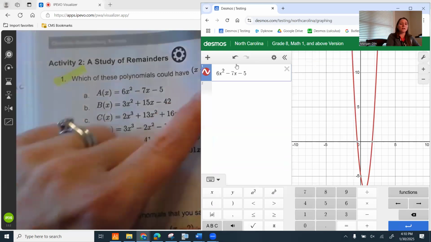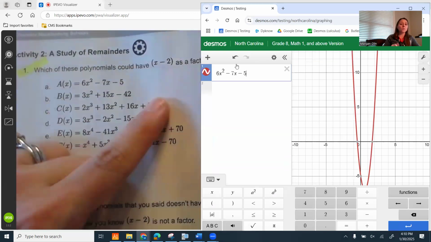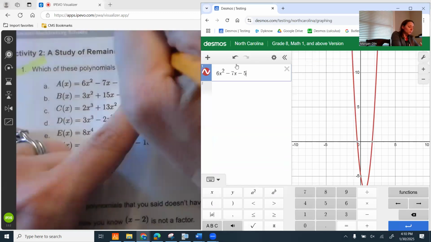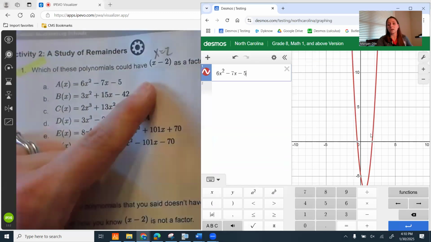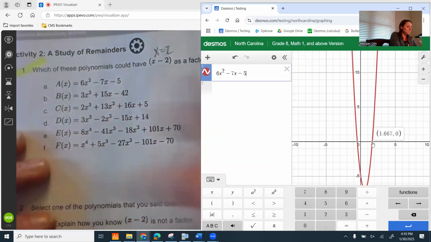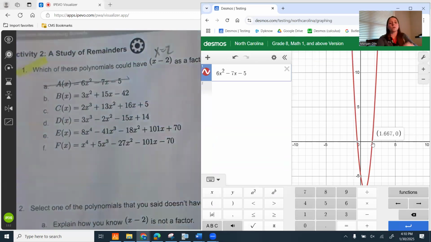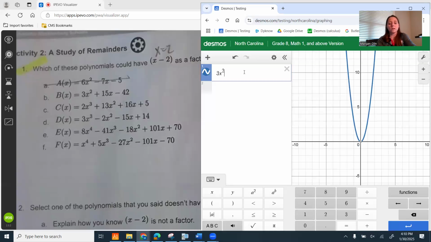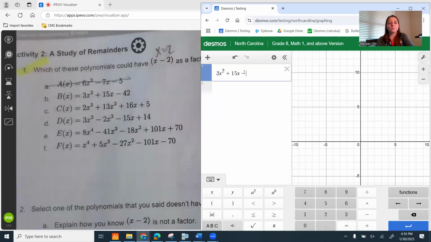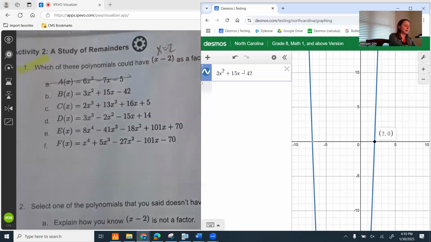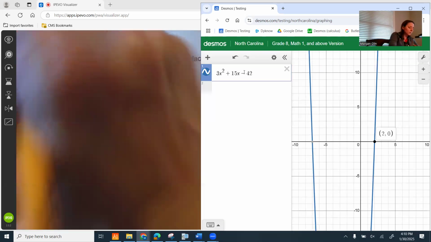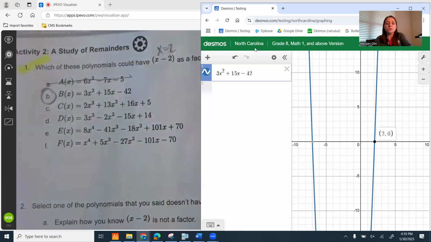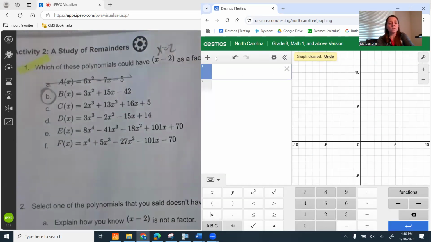What you're looking for is, if x minus 2 is a factor, what's a root? x equals 2. So that's all we're looking for. Is it hitting at 2? Nope. All right, so let's go do another one. 3x squared plus 15x minus 42. Does it hit at 2? Yes, it does. So it's a factor. You can use division for this as well, if you would like.